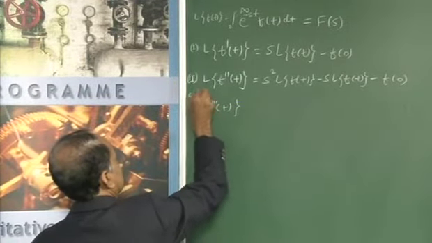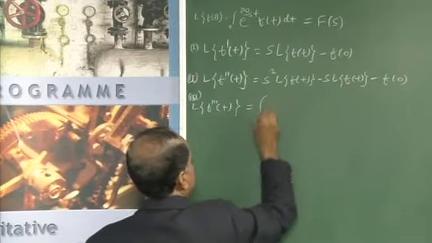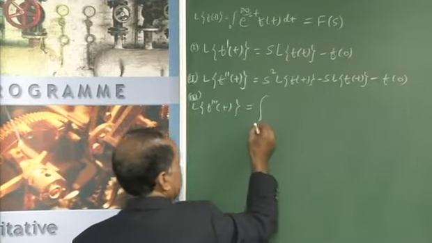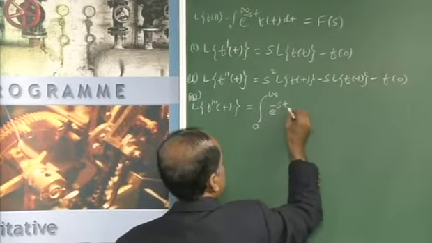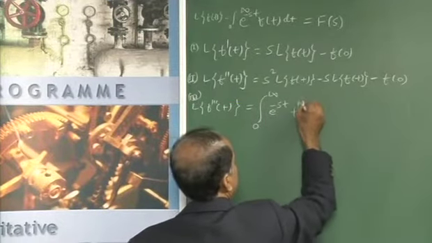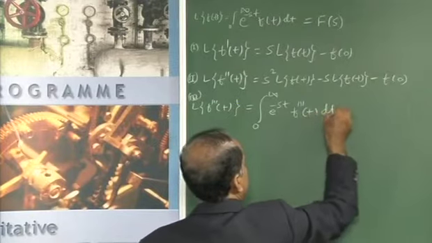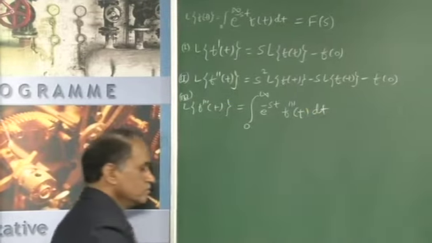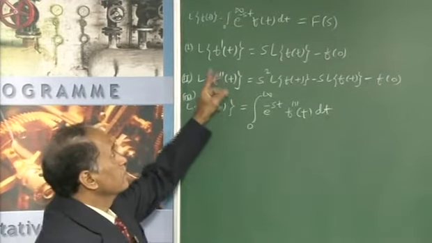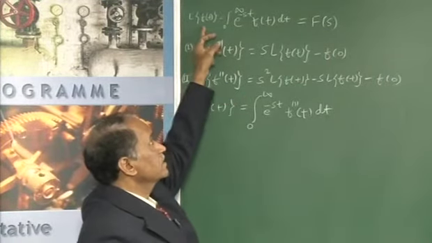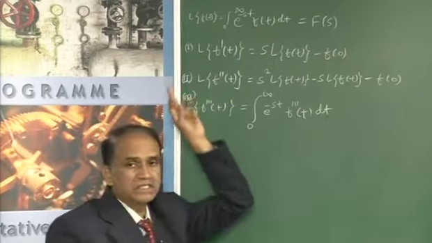This is the third one. What happens? Therefore, once again we will use this definition, integral from 0 to infinity of e to the power minus st times f triple dash t, dt. Here you must remember that whatever this function is, you have to replace under the integral sign.